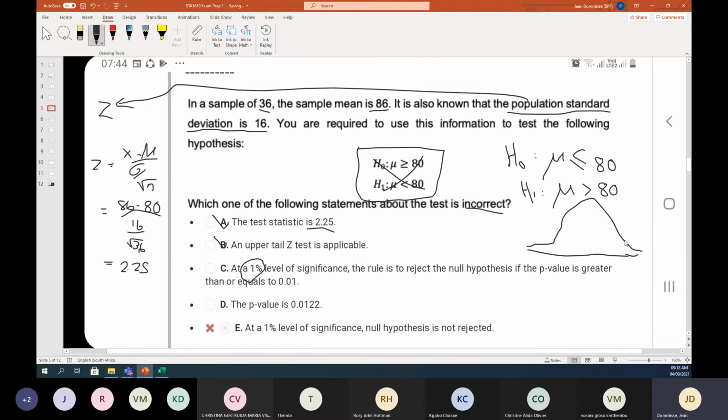Okay, so I just want to draw how I would normally look at this as well. So your T stat is somewhere there, 2.25. At a 1% level of significance, the rule is to reject the null hypothesis if the p-value is greater than or equal to 0.01. What's your answer to that?